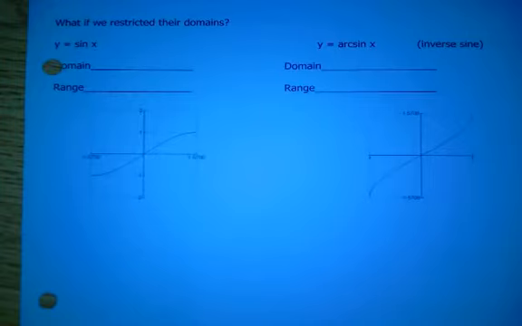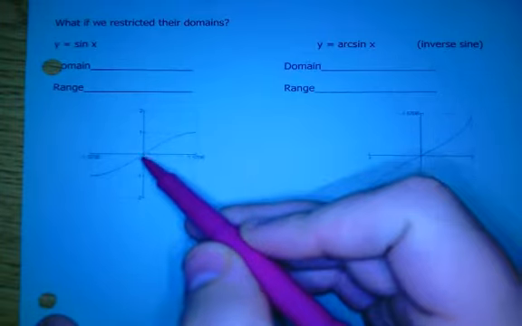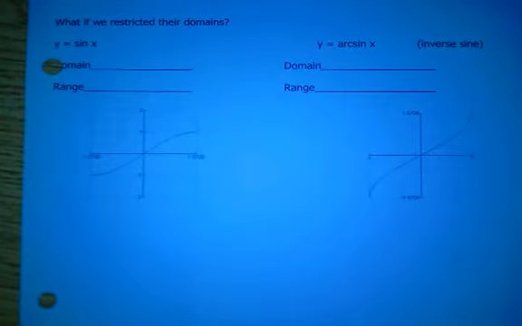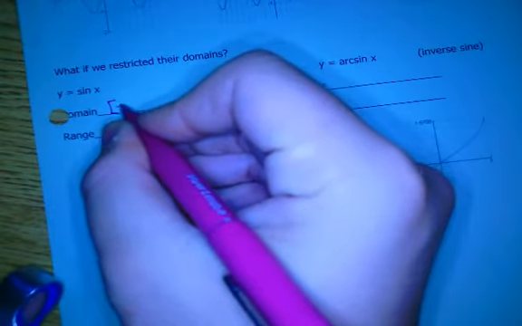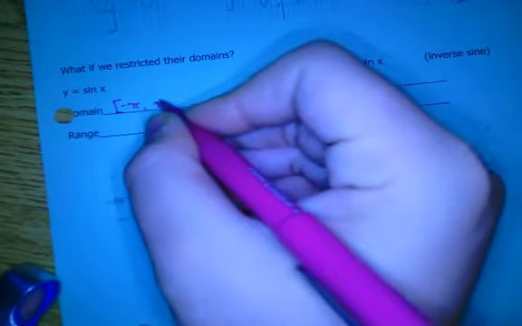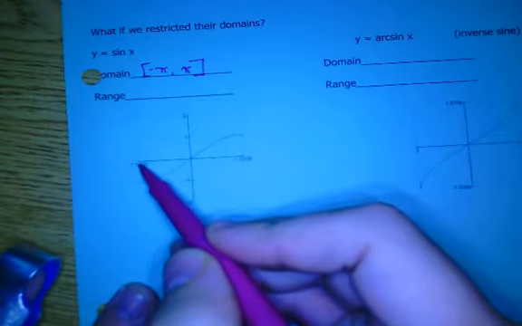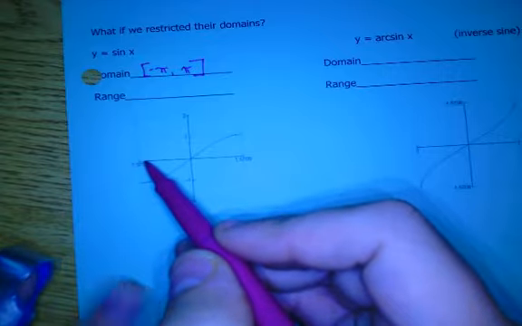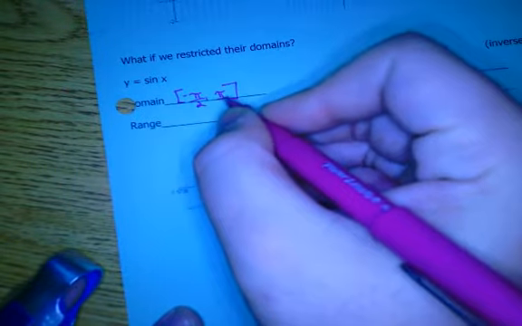Okay, so restricting sine's domain. I talked about why we restricted sine's domain from here to here. We can't restrict it from 0 to pi because it would not pass the horizontal line test. So this is why we did it. So what's its domain now for this restriction? Yeah, so it's going to be negative pi to pi. So it's not pi, by the way. It's actually pi over 2. Thank you.